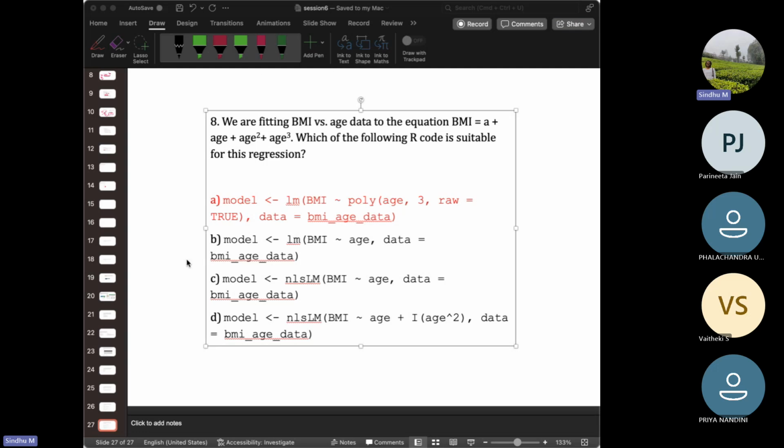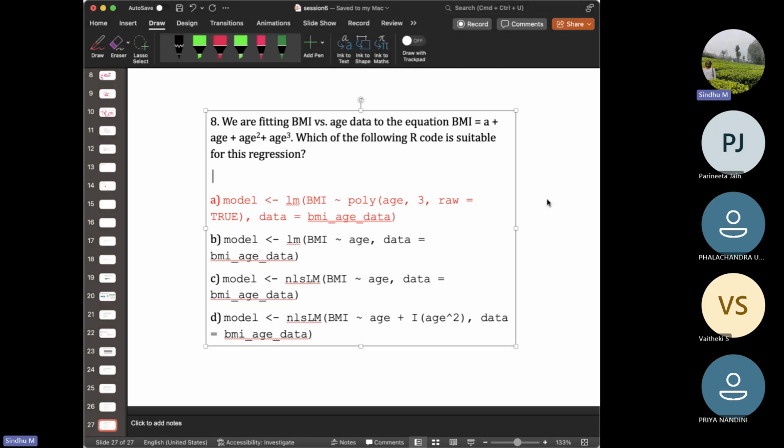So if anybody doesn't have the code, you can raise your hand. You have to download it from the Swayam portal. If you're not able to get it for some reason, I can also copy paste it in the chat box. Just please let me know.